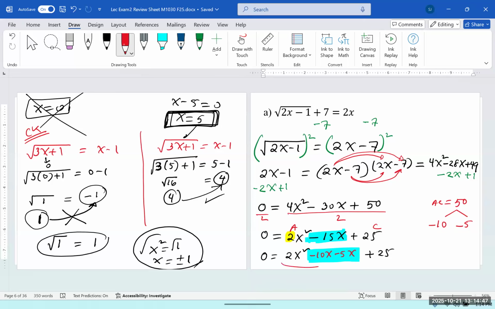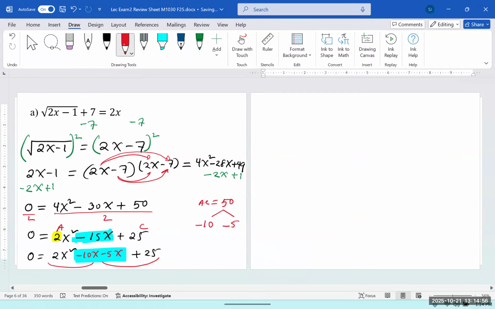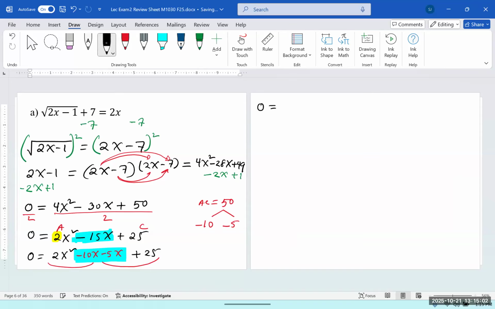It's called grouping. Anytime you have 4 terms, you group them into 2 groups. Each group gets 2 terms. And then you factor each group individually. In the first group, what do you see? The GCF. 2x. So you factor out 2x. And what is left in the first group then? X minus 5. And then you observe your second group.